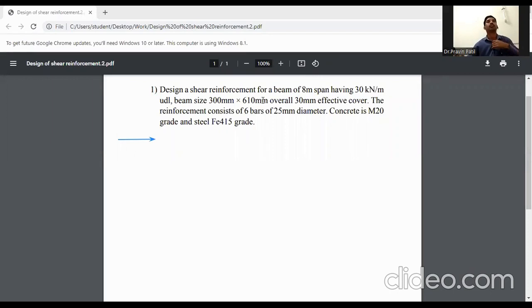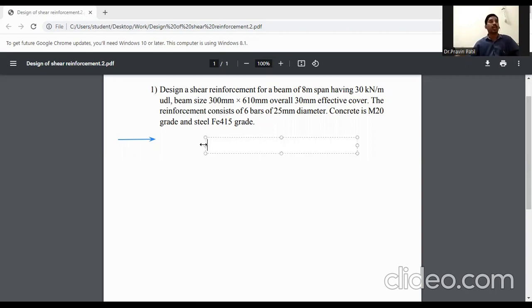Design a shear reinforcement for a beam of 8 meter span having 30 kilonewton per meter UDL. Beam size is 300 mm by 610 mm overall depth, 30 mm effective cover. The reinforcement consists of 6 bars of 25 mm diameter. Concrete is M20 grade and steel Fe415 grade. So first of all, write down the given data for that.